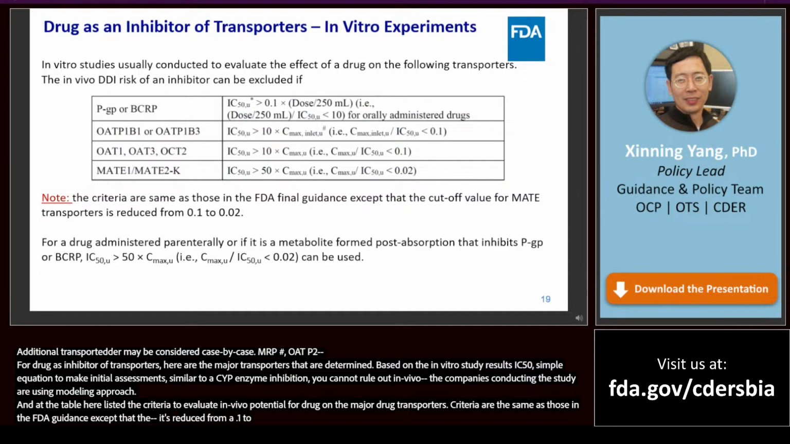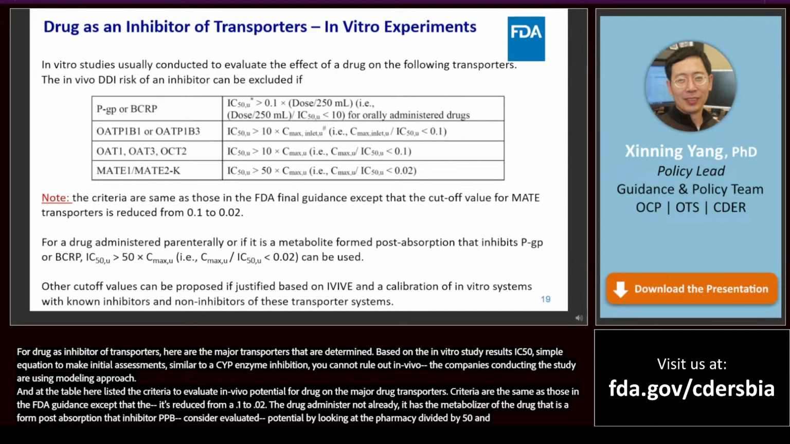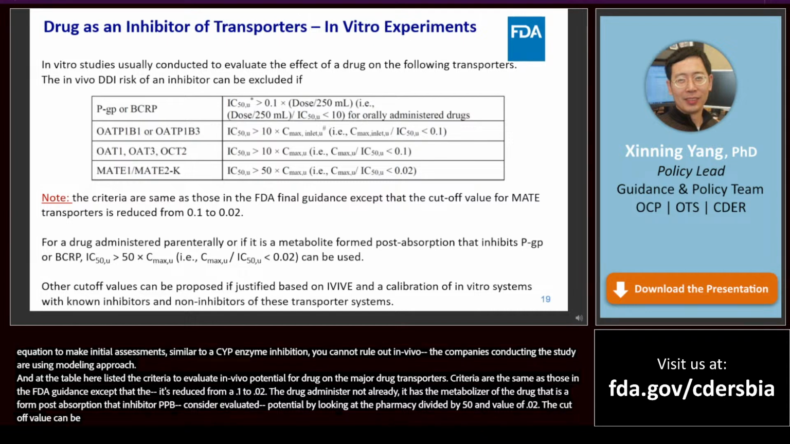And for a drug administered non-orally, or if it is a metabolite of a drug that is formed post-absorption that inhibits PGP or BCRP, we will consider evaluating the inhibition potential by looking at the unbound Cmax divided by IC50 and comparing it to a cutoff value of 0.02. Other cutoff values can also be used if these are justified based on IVIVE analysis and a calibration of the in vitro system with known inhibitors and non-inhibitors of transporter systems.